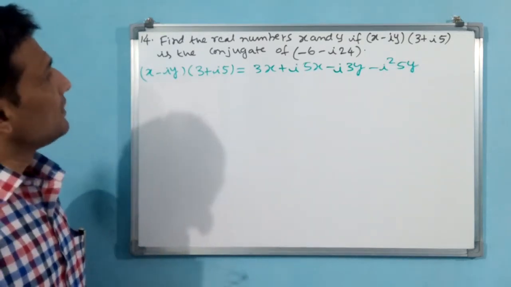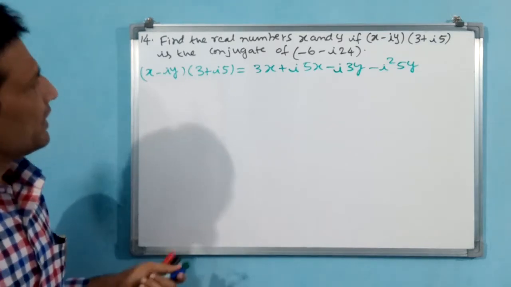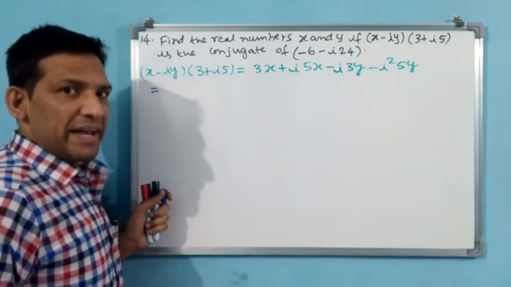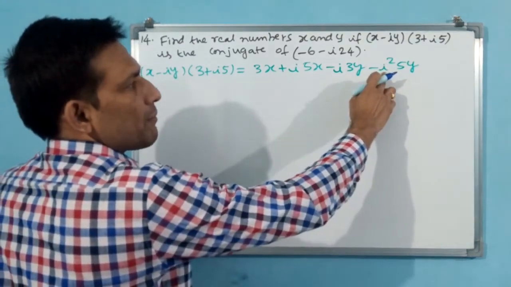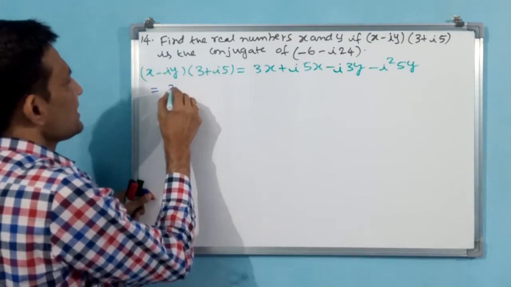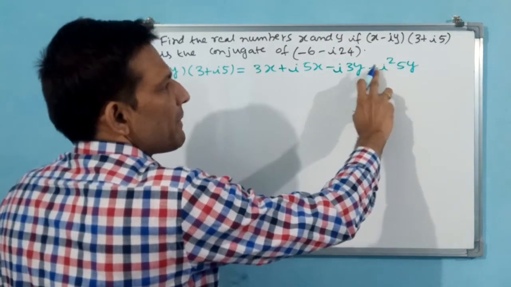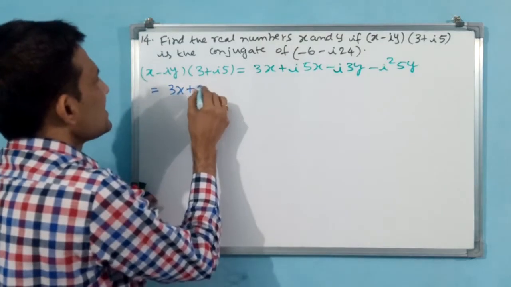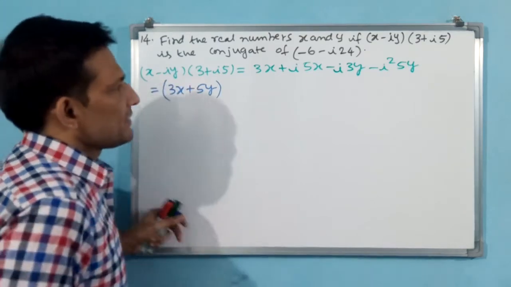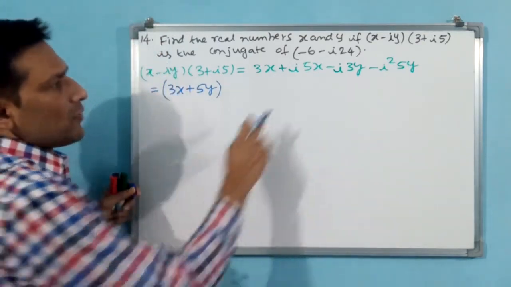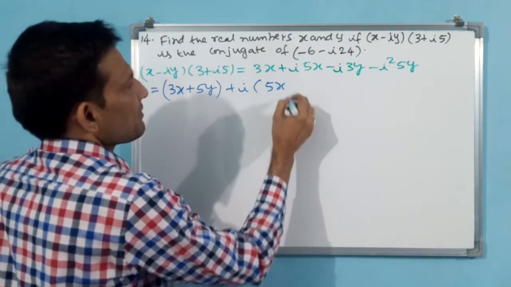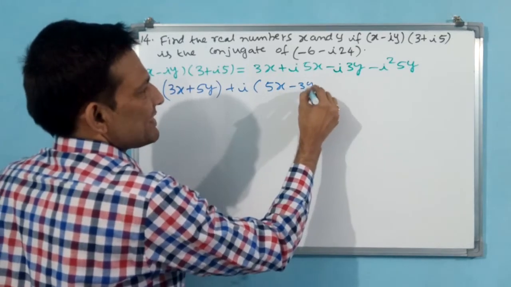Okay, then further simplify it. i square value is minus 1. Minus of minus 5, plus 5. Okay, then you write first the real part, 3x minus of minus, plus 5y. Is it okay? This is the real part. Put it under parenthesis. Now the imaginary part you see, plus i you take common. 5x is there. Okay, 5x minus 3y. Minus 3y. Okay.